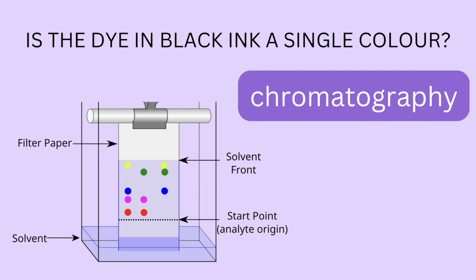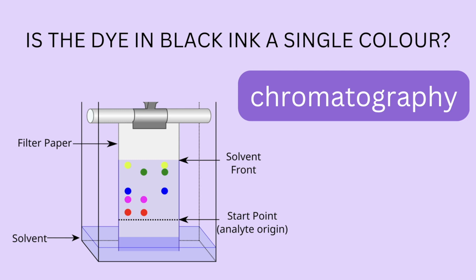So the filter paper touches the water and you are going to draw a line where you have marked the black ink. Now what happens is that water starts rising in the filter paper. So water gets absorbed by the filter paper and water levels start rising, and once it crosses the start point, which is the line that you have drawn and where the black ink has been kept, right after that you will start seeing different colors appear on the top of the filter paper.